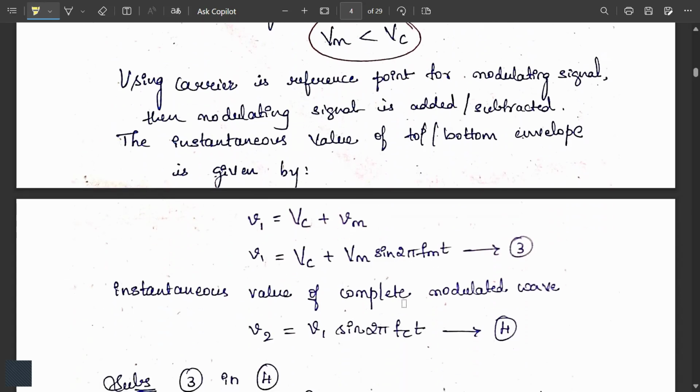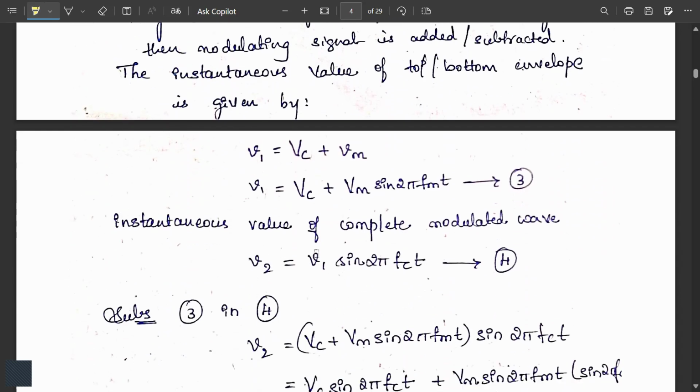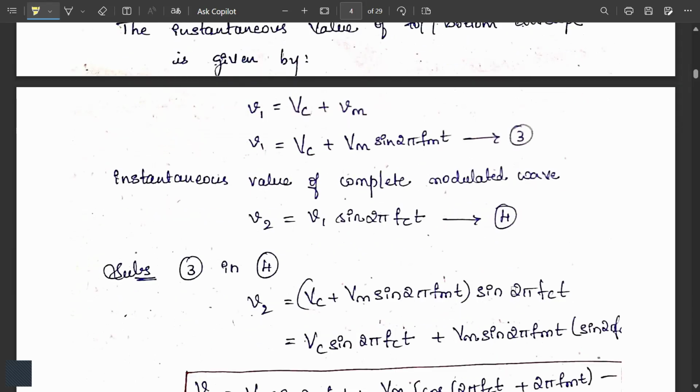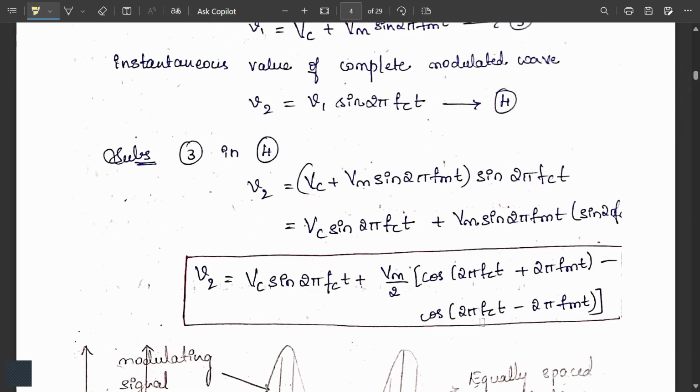Now the instantaneous value of the complete modulated wave, that is V2, we will consider as V1 sine 2 pi fc t. So V1 is substituted from equation 3. So we can write V2 is equal to V1, that is this, and sine 2 pi fc t. Multiply it with the inner section, that is Vc sine 2 pi fc t and Vm sine 2 pi fm t. Multiply for both, and now open it by the formula.